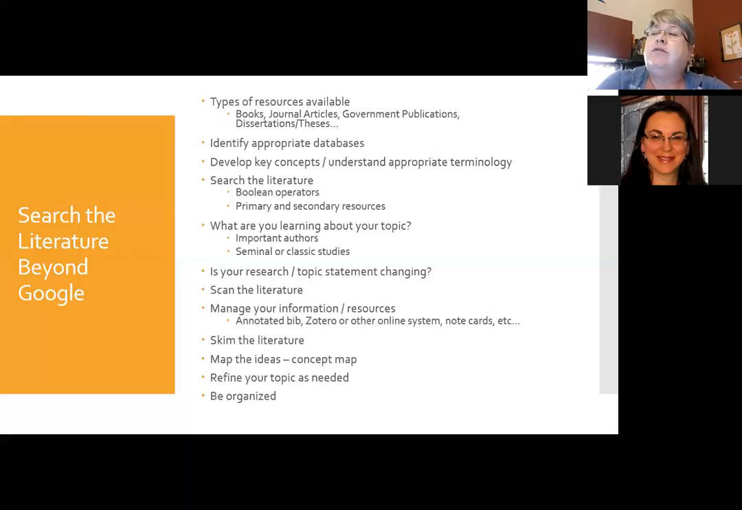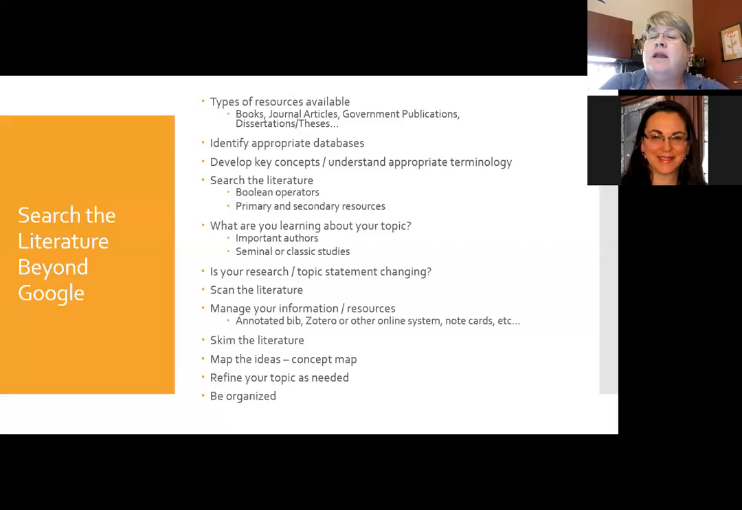As you're going through and scanning this literature, you need to identify what you're learning about the topic. Who are the important authors out there? Are you seeing which are the seminal or classic studies? Where do they all go back towards? As you're doing this, your research topic might be changing, because as you find more information, you may narrow your topic, or you may find a different focus. So you may be refining your topic as you look for this information.